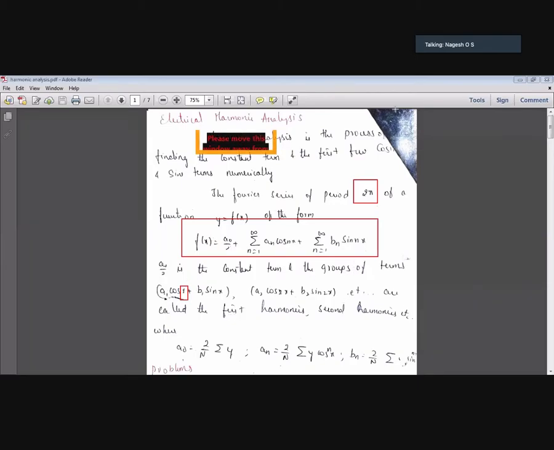The group of terms A1 cos x plus B1 sin x and A2 cos 2x plus B2 sin 2x, etc. are called first harmonics, second harmonics, etc. Okay, what I told in writing there, that is again that one only we are telling here. Where A0 is, this formula is important.